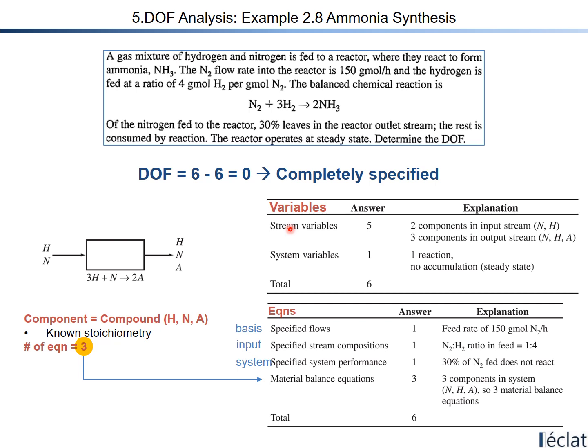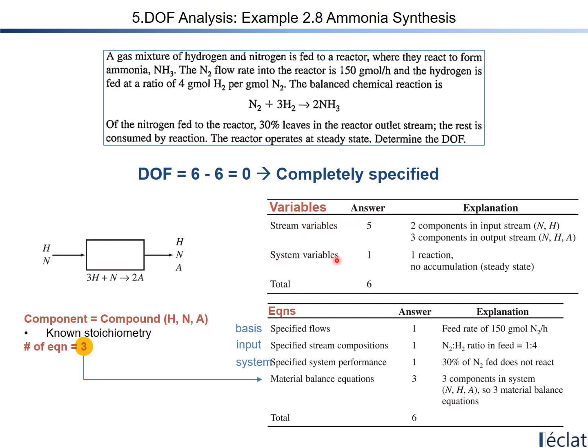But let me start with the number of variables or unknowns. The first thing we should count is stream variables. So 2 input and 3 output, so 5. And then the next one is system variables.